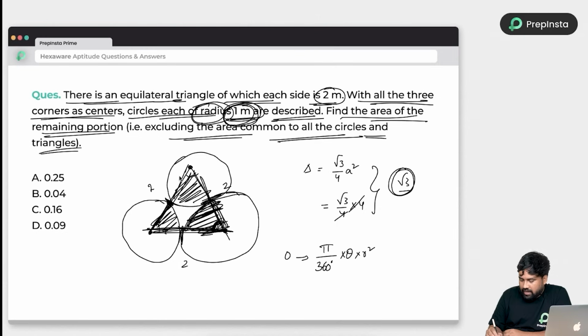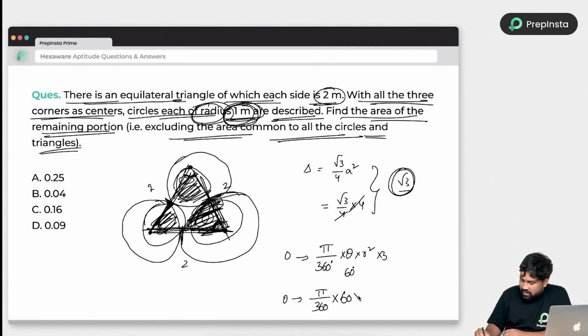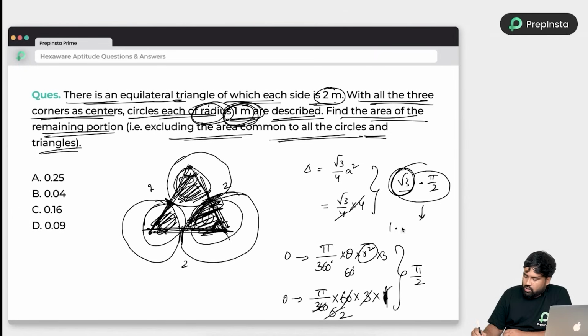So here it is an equilateral triangle, right? So every angle is 60 degrees. But we don't have one sector, we have 3. So into 3 you have to do in order to get the total area of this portion. So the area of the circles is pi by 360 into 60 into 3 into r square, where r value is 1, so you don't have to even consider it. 60 will cancel this 6 times, 3 will cancel this 2 times. So here we get pi by 2. So root 3 minus pi by 2, and if you do that, you will get the answer. So here you will get root 3 minus pi by 2, as option C, 0.16.